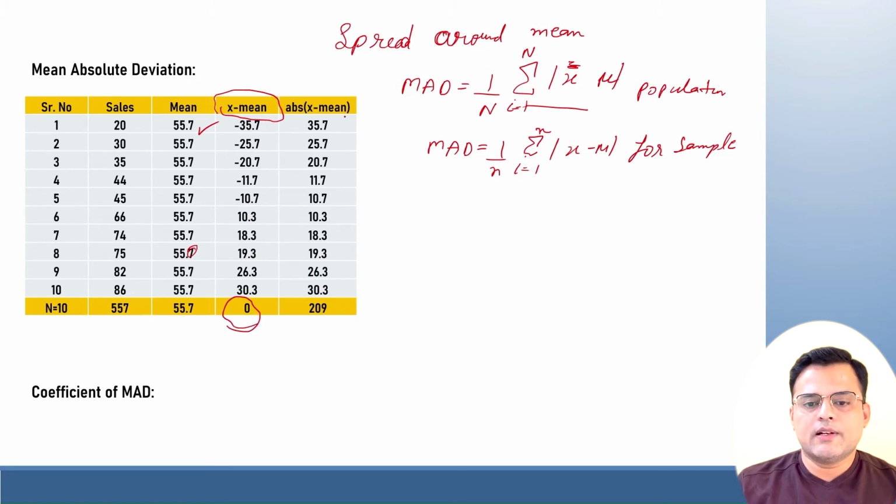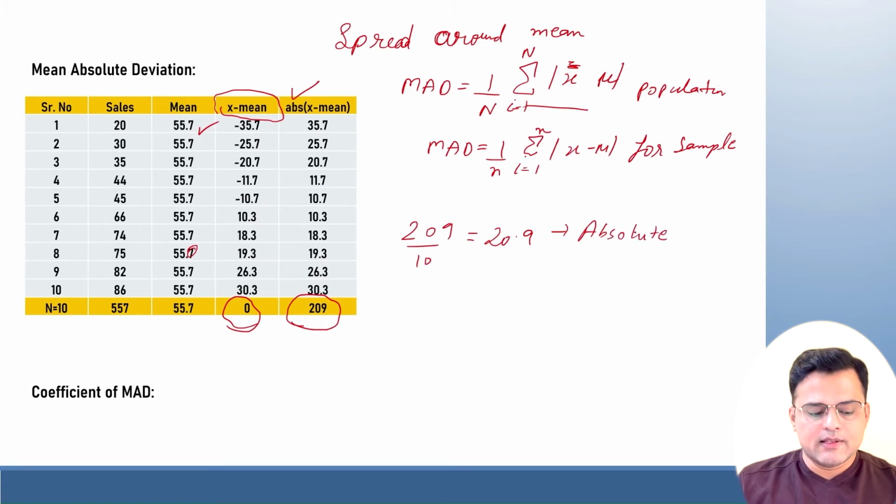And that's why we take the absolute value, so that the sum is not 0. So my mean absolute deviation is 209 divided by 10, which is equal to 20.9. Now, this is an absolute measure, so I cannot use this to compare different variables, and hence I have to calculate the coefficient of mean absolute deviation, which is mean absolute deviation divided by mean.